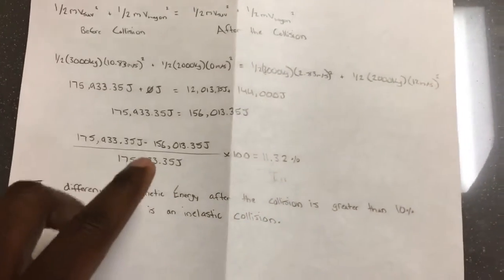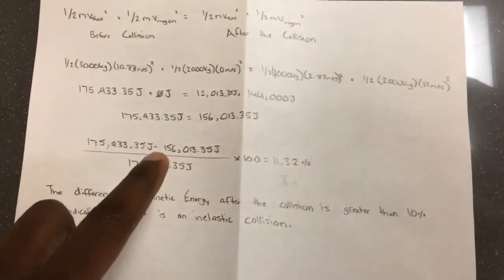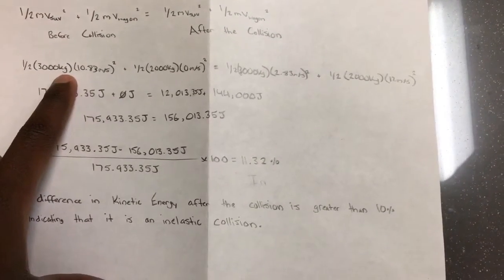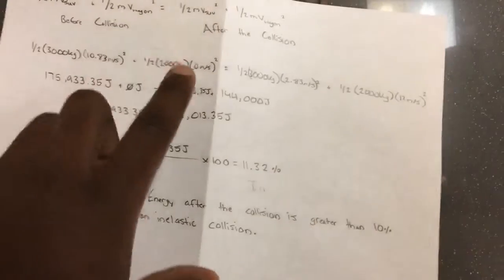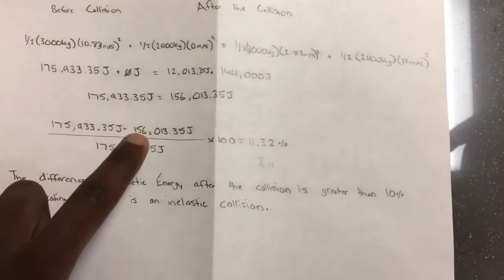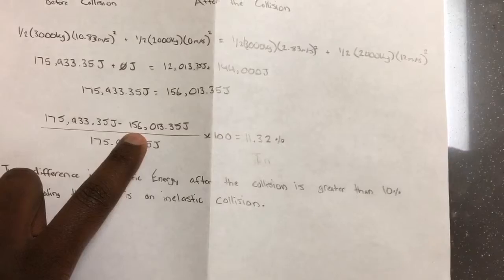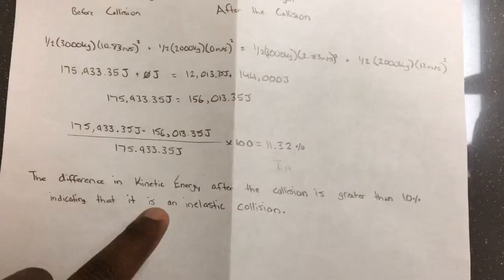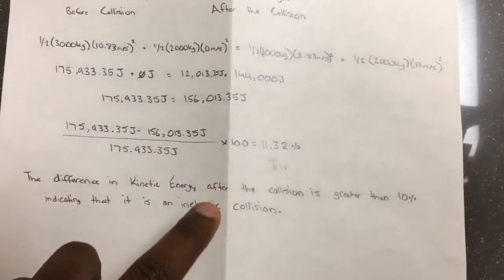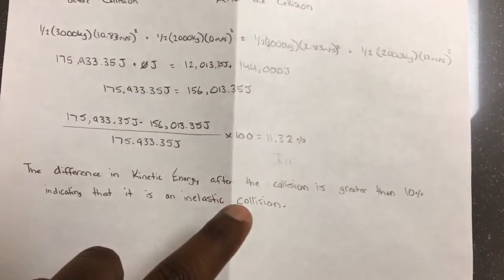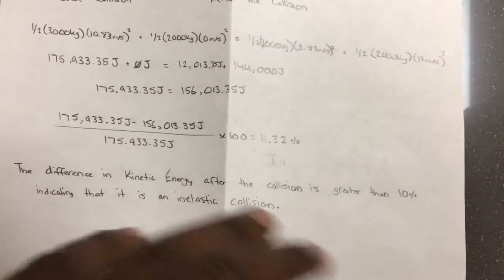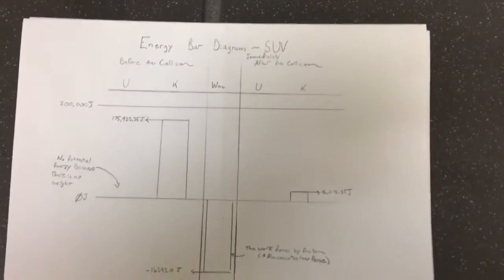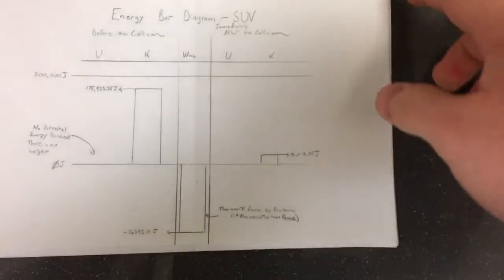To figure out the type of collision we had, we used the kinetic energy formula, and by solving for kinetic energy and then using this equation here to solve for the percentage, we got 11.32% difference between the kinetic energies before and after the collision, meaning that the collision was inelastic. Energy bar diagrams are used to determine the change in energy.